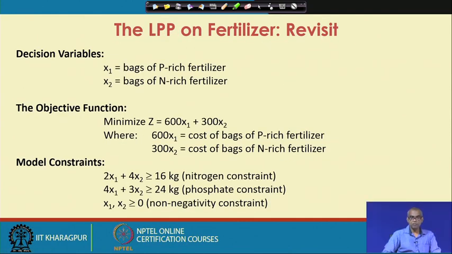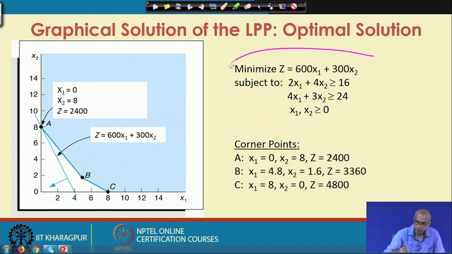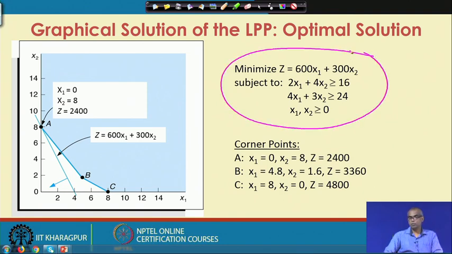So, let us revisit the fertilizer problem. So, let us go to the problem as formulated. Minimize z equal to 600 x 1 plus 300 x 2, 2 x 1 plus 4 x 2 is greater or equal to 16, 4 x 1 plus 3 x 2 is greater or equal to 24, and x 1 greater or equal to 0, x 2 greater or equal to 0.